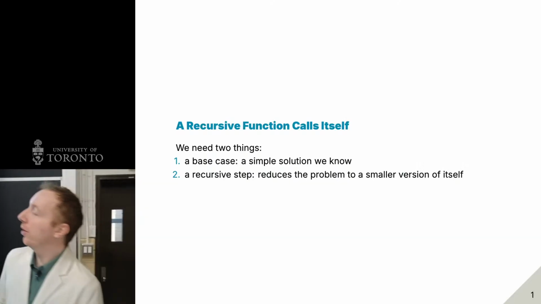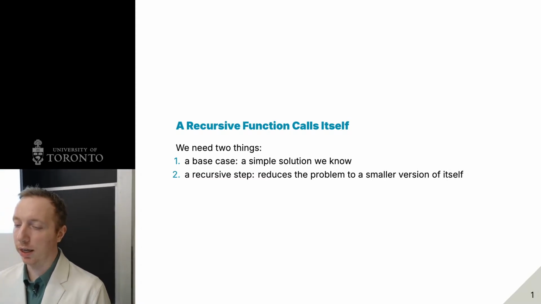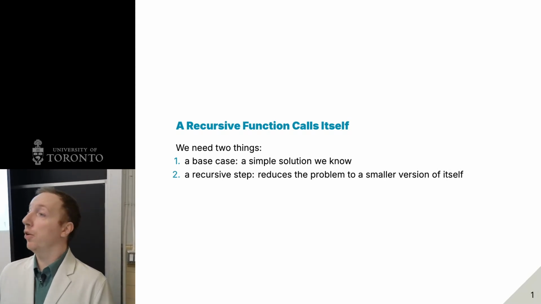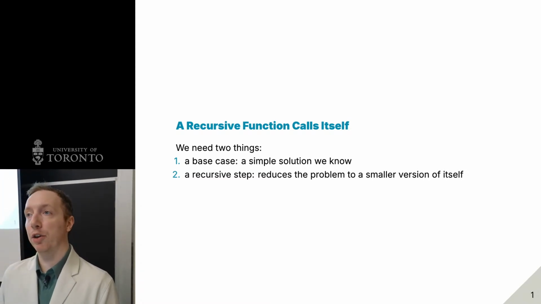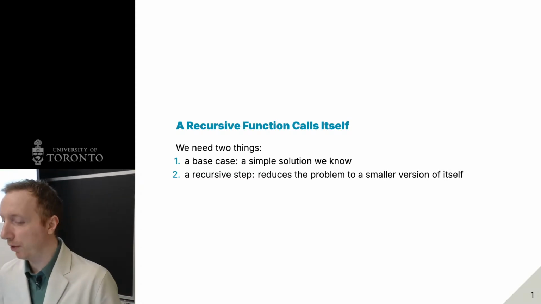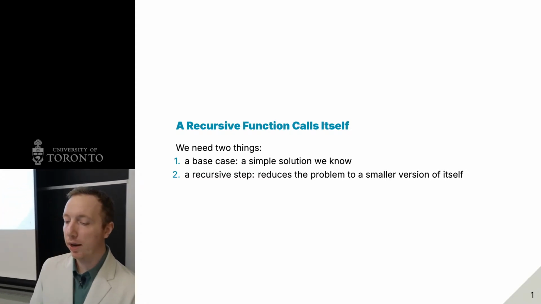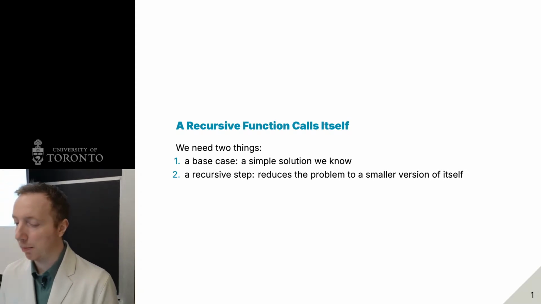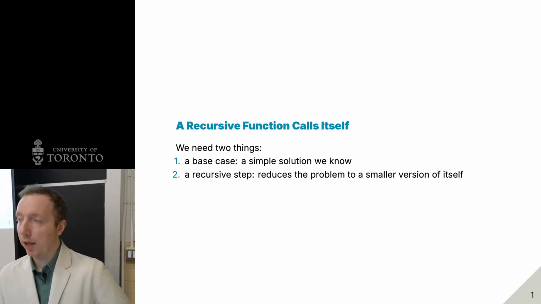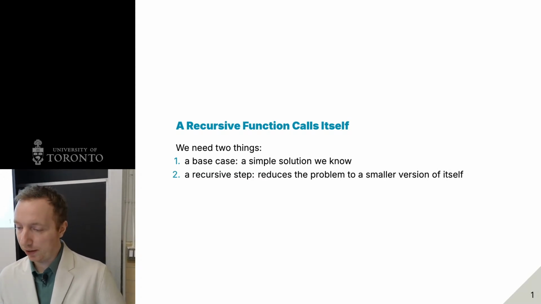Just as a recap, just to drill it into your head, a recursive function is a function that calls itself. In order for it to terminate and do useful things, we need at least two things. We need a base case as the first thing, which is just a simple solution that we know. And then we need, as the second thing, a recursive step, so reducing the problem to a smaller version of itself. So we'll have more examples of that today. In fact, with recursion, we don't even need anything fancy like a loop.